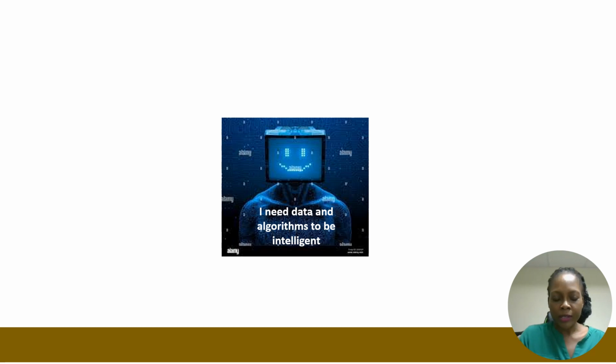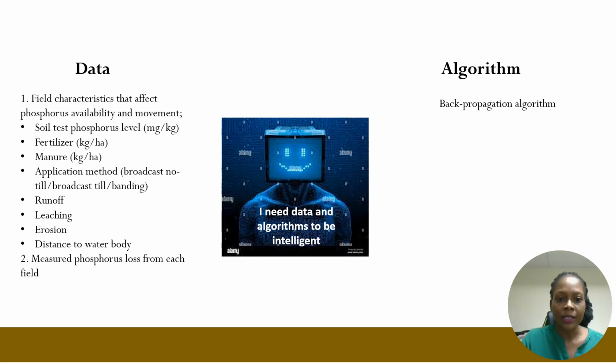So, how did we do this in our study? As I mentioned earlier, for a computer to be intelligent, you have to provide it with the data and the algorithms. And this is what we did. We gave it numerous data points on field characteristics that affect P-loss. These include soil test phosphorus level, fertilizer amounts added, manure amounts added, application methods, runoff, erosion characteristics of the soils, and distance to water body.